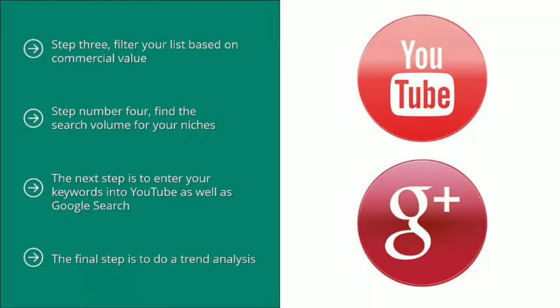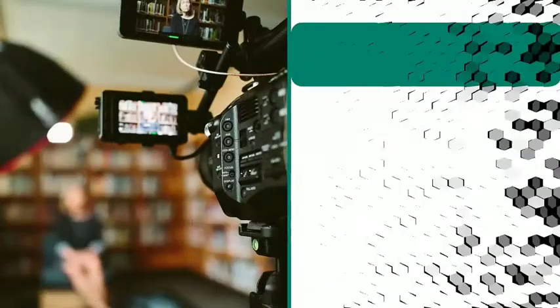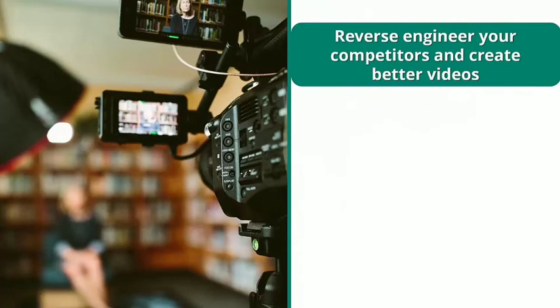Cross out niches that have flatlined or have declining trend patterns. By this point, your niche list should be very, very short. In fact, there should be only 1 or 2 left. Once you have filtered down your list, go to YouTube and enter the keywords related to those remaining niches. Reverse engineer your competitors and create better videos.